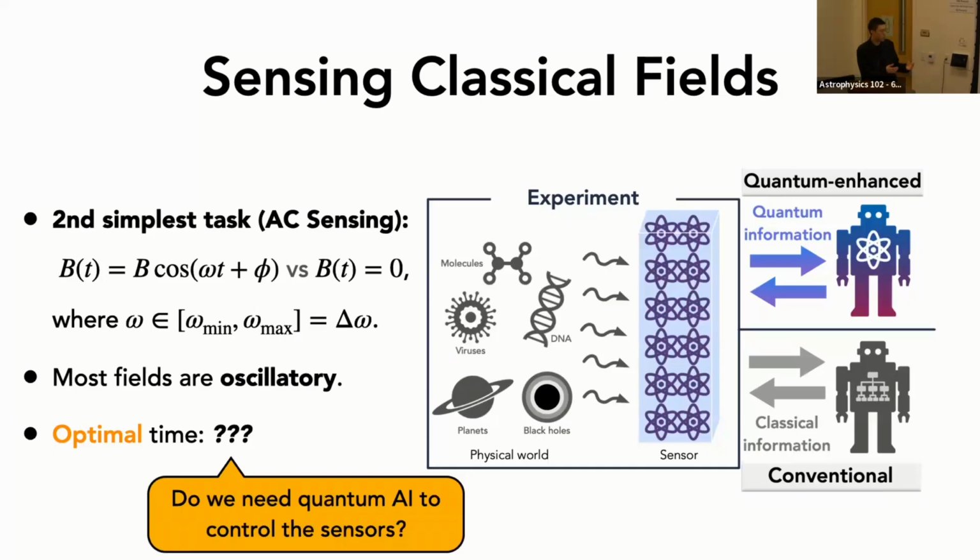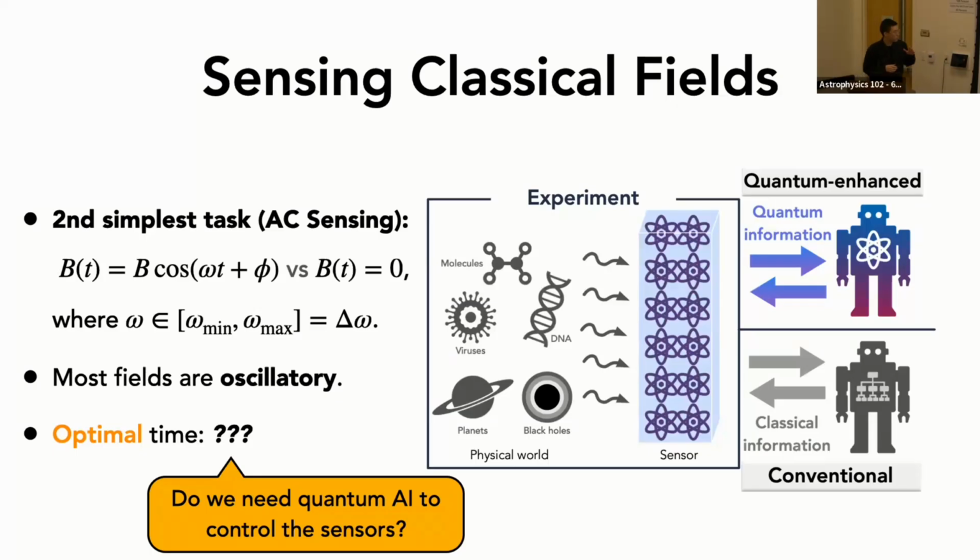In particular, do we need a quantum AI agent, or just a quantum computer that sits next to our quantum sensors, controlling them coherently in order to achieve the optimal time? Or is it more like the DC sensing case, where we can just do some simple classical control, and we can solve it optimally?